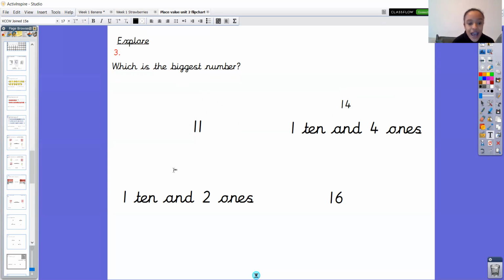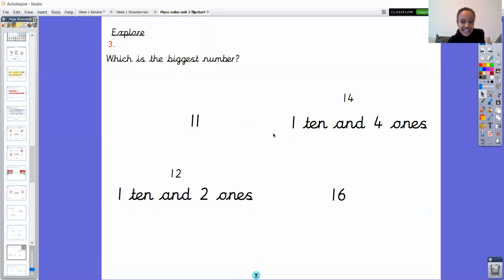Okay, what about this one down here? 1 10 and 2 ones. What number does that give us? Brilliant. That gives us the number 12. 1 10 and 2 ones. And then here we've got the number 16. So out of these 4 numbers, which one is the biggest? That's right, number 16 is the biggest number.